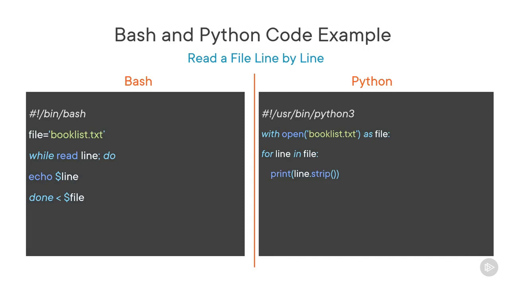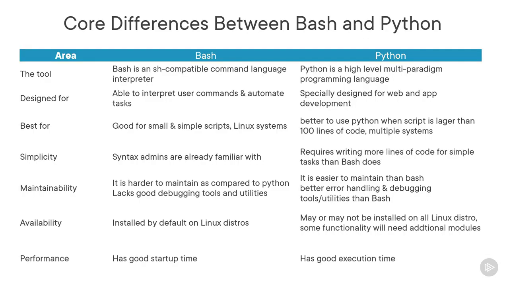And so you could see on the Python side, there's actually slightly less syntax that we needed to accomplish the same thing of reading a file line by line compared to on Bash. Now here's a list of the core differences between Bash and Python. And we'll just kind of run through some of the key points here.